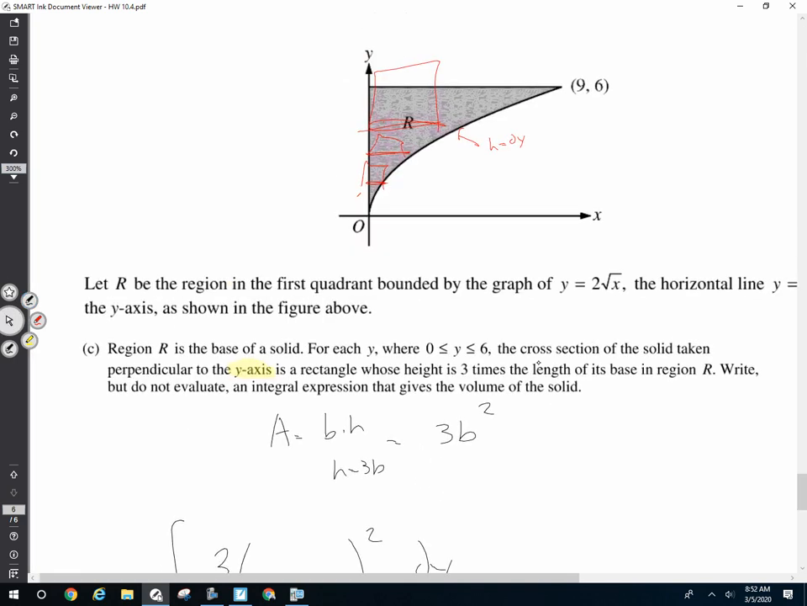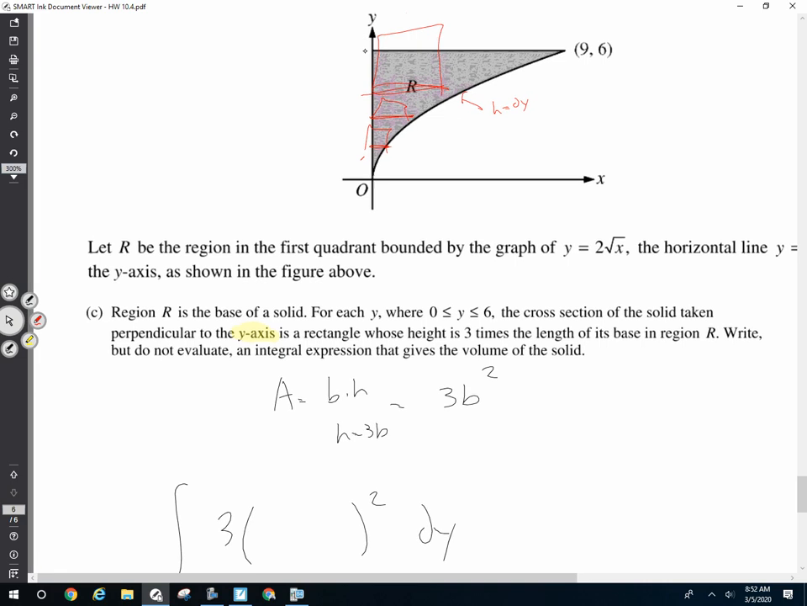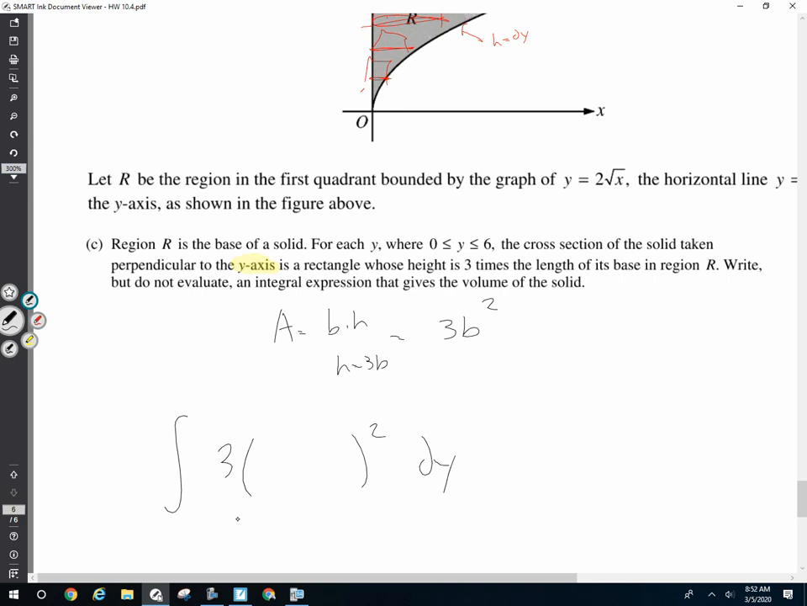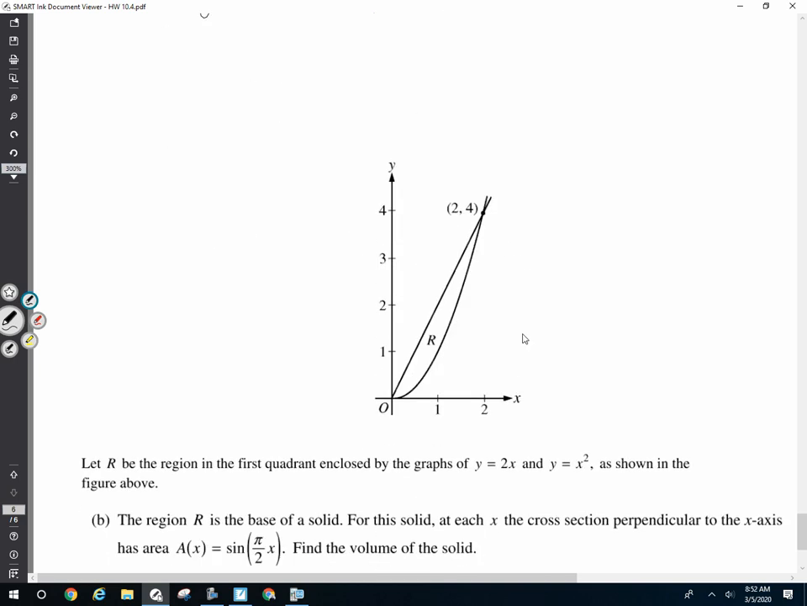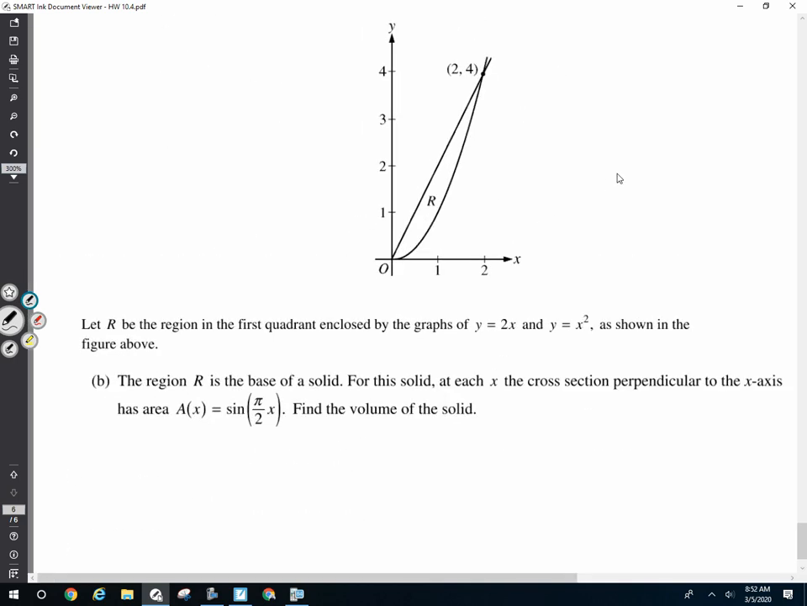I'm going from a bottom to a top. This top is at y equals 6. So from 0 to 6. This base length is just going to my curve, but it's an x distance. For this x distance, I need to take this equation and solve for x in terms of y, square it. I get x equals y squared over 4. Right, but do not evaluate. It's good to hear. Last question.